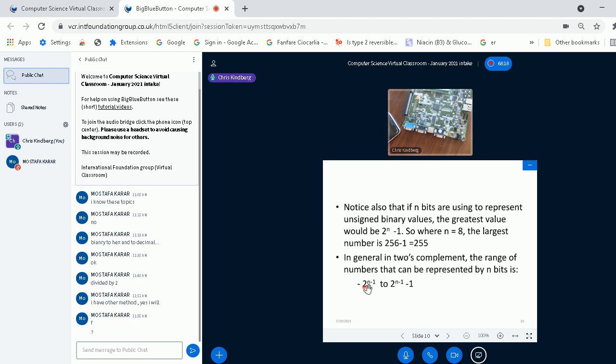So if you've got 8 bits, you can represent minus 128 all the way up to 128 minus 1, which is 127.